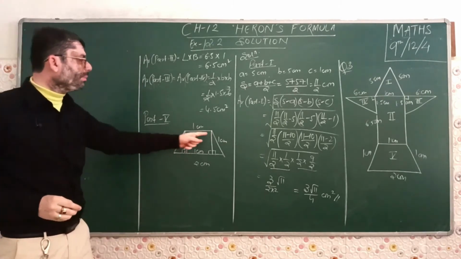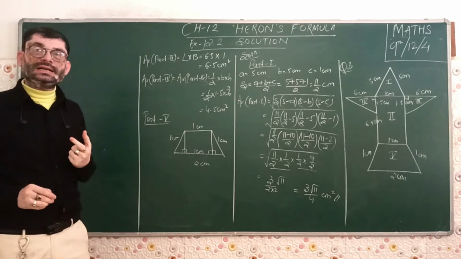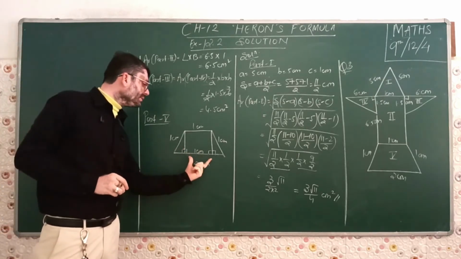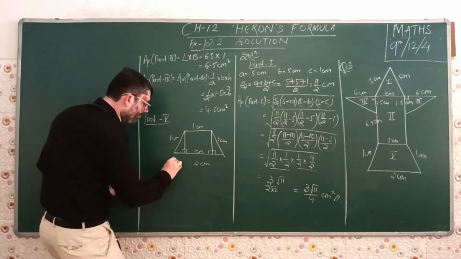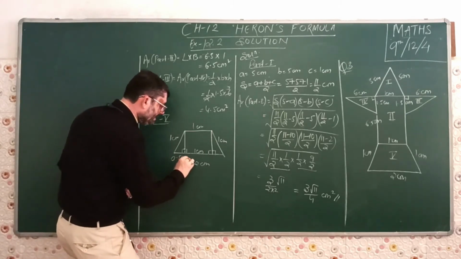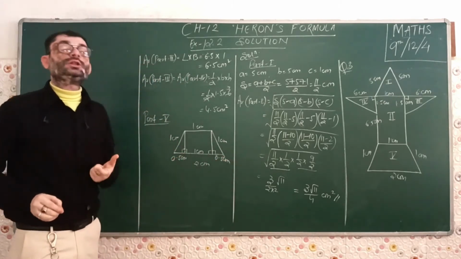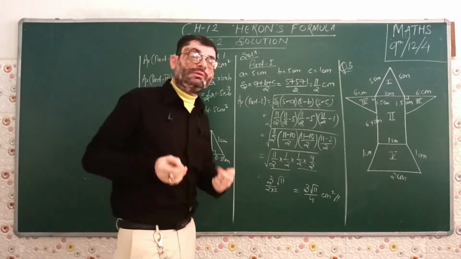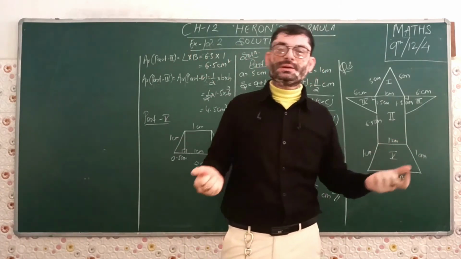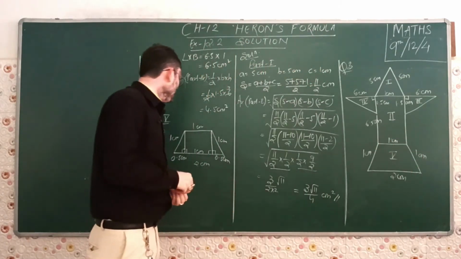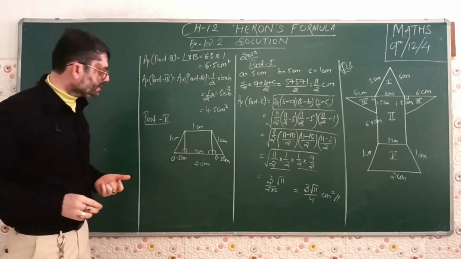And since the non-parallel sides are equal, that means the remaining 1 centimeter is also divided into equal parts, that is 0.5 centimeter, and here also 0.5 centimeter. This is only possible when the non-parallel sides are equal. If the non-parallel sides are not equal, the method of solving would be something different. So here, let us take the advantage that the non-parallel sides are 1 centimeter.